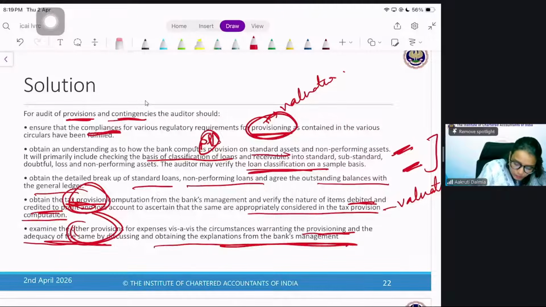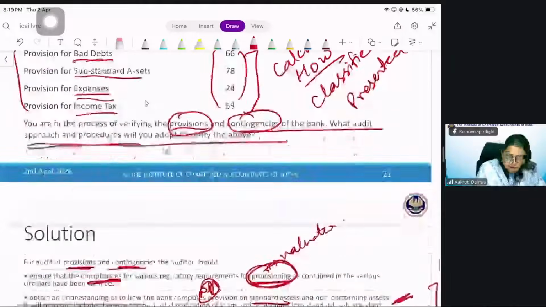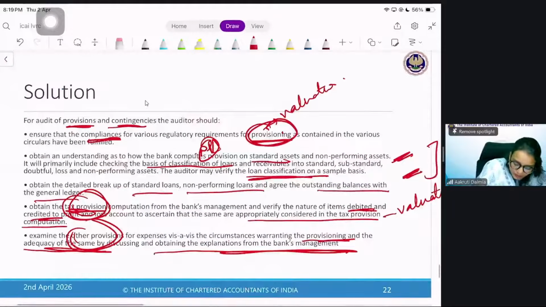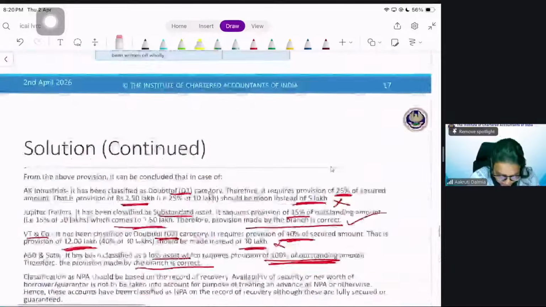Other provisioning, tax provisioning, NPA provisioning, and compliance-related provisioning. Compliances can be your bad debts, expenses, anything. So general provisioning, NPA provisioning, tax provisioning, other provisioning. And lastly, you just have to see whether the details are properly available or not. So a very easy answer. Remember four provisionings: general provisioning, NPA provisioning, tax provisioning, other provisioning. And then whether the detailed breakup is available or not. Okay. Clear? We are just left with one answer.